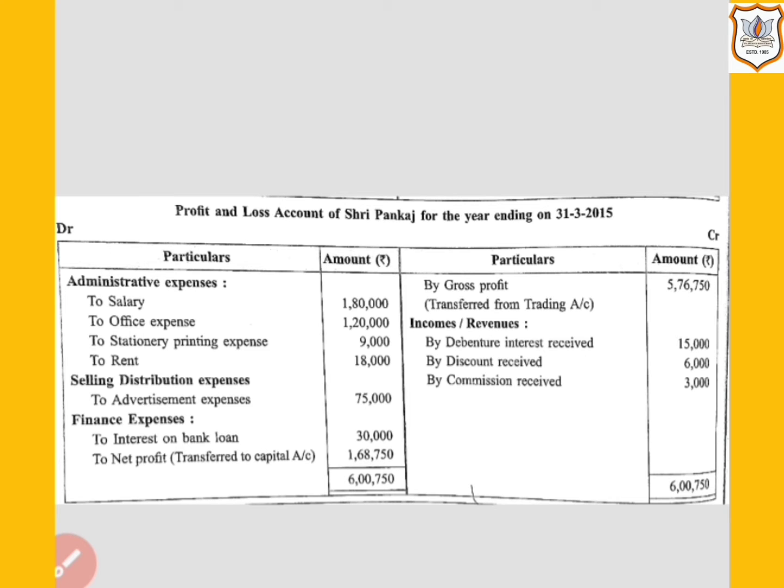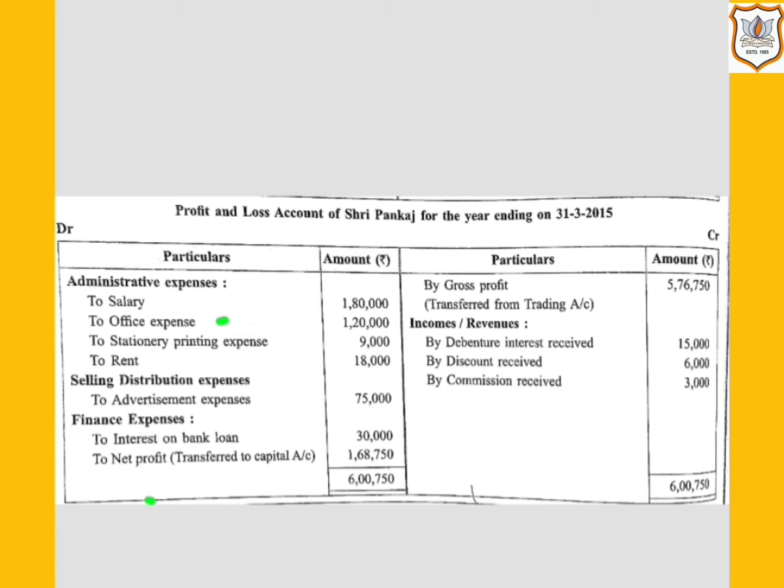Then we have office expenses. Office expense is an indirect expense, and it will come under the heading administrative expenses. And as it is an indirect expense, it will be shown on the debit side of the profit and loss account. Here it is, rupees 1,20,000.